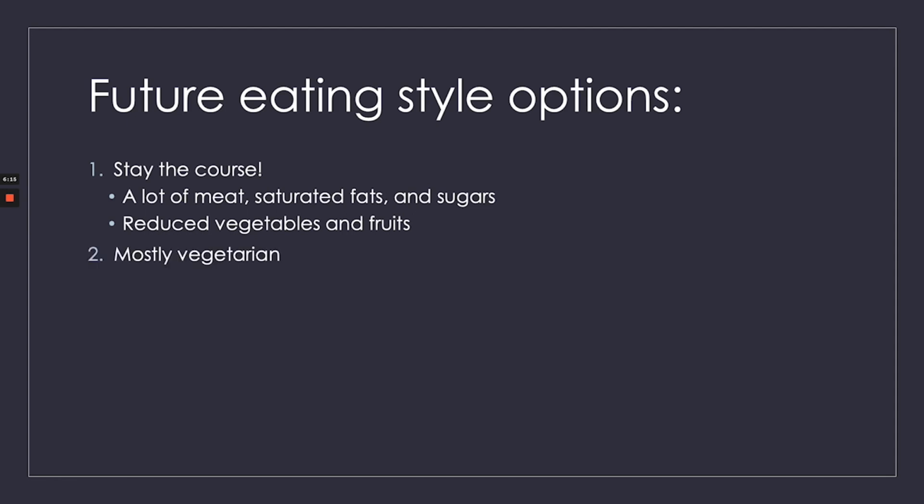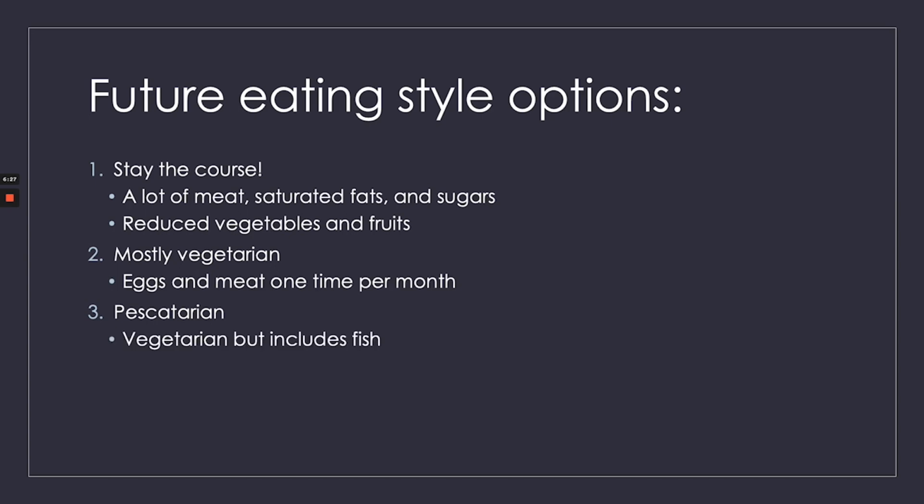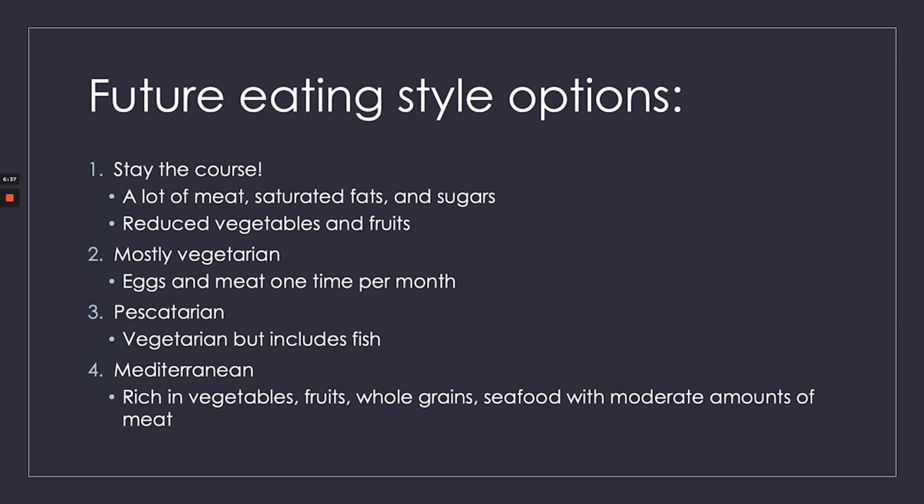The second is to follow a mostly vegetarian diet. This would have an exception of maybe eating eggs and meat one time per month. The third is to follow a pescatarian diet. This is similar to a vegetarian diet, but also includes fish. And finally, the last eating style would be to adopt what we call a Mediterranean eating style, and you read about this this week. This is rich in fruits, veggies, whole grains, seafood, and has a moderate amount of meat.